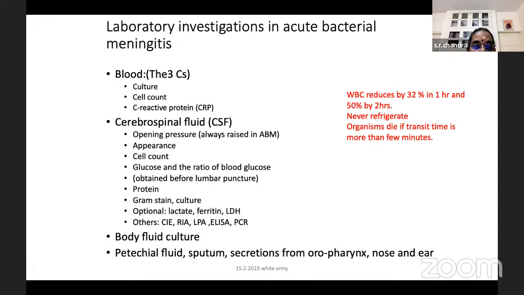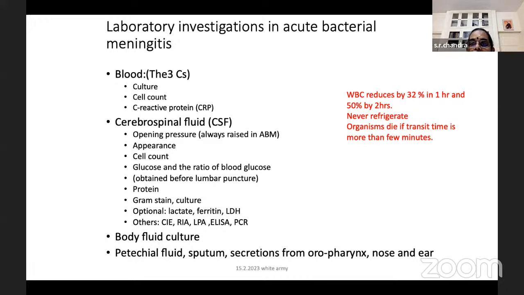And you can do the rare tests in that order if it is indicated. So that I will elaborate. For other rare tests, you just keep the 5th sample, which we will use if needed. Then you have to do body fluid culture. If you have ascites, or ear discharge, pleural effusion, cardiac effusion, petechiae, sputum, nasopharynx, oropharynx, all these body fluids, if available, should be taken for culture.